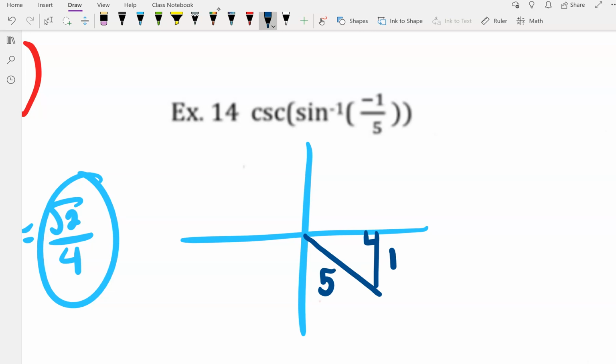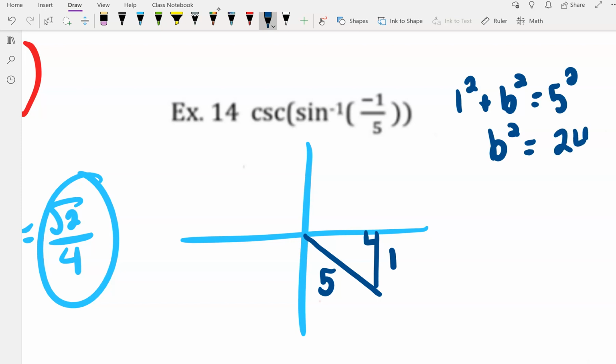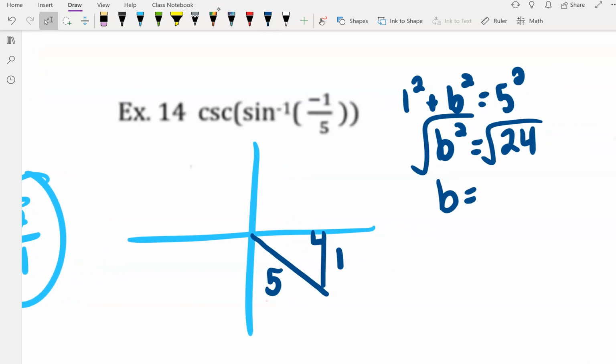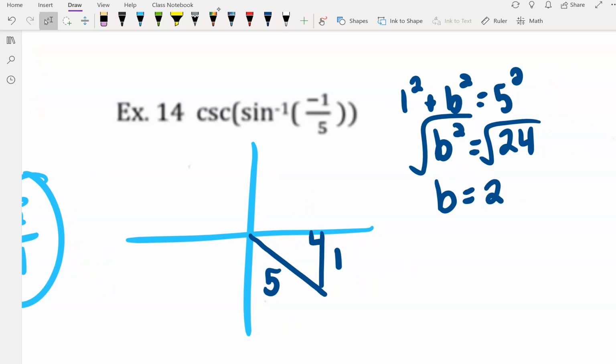And I need to find the missing side by using Pythagorean theorem. 1 squared plus b squared equals 5 squared. B squared will equal 25 minus 1, which is 24. Square root both sides. B equals, break down root 24, let's see, 2 root 6. So this side will be 2 root 6.